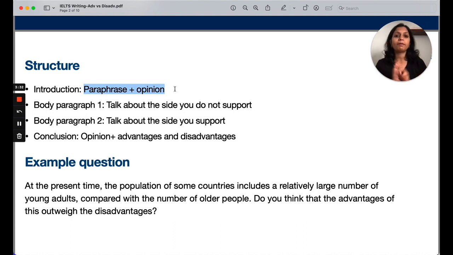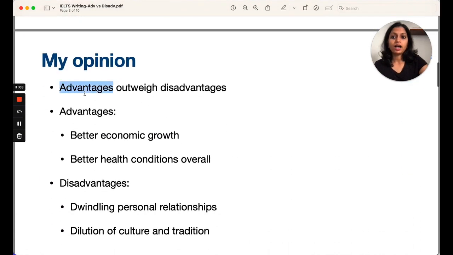Now, the body paragraphs are where the confusion arises. Here, you will have to write both the benefits and the drawbacks, but at the same time, you should be picking sides. You should think about which one you favor better. Do you favor advantages or do you favor disadvantages? In my case, in my opinion, I favor advantages and say that the advantages of having young adults outweigh the disadvantages of having young adults.